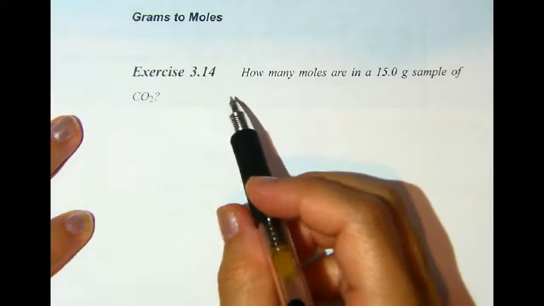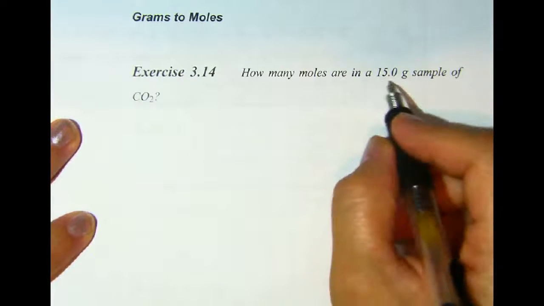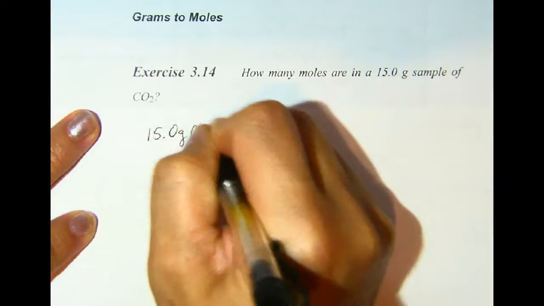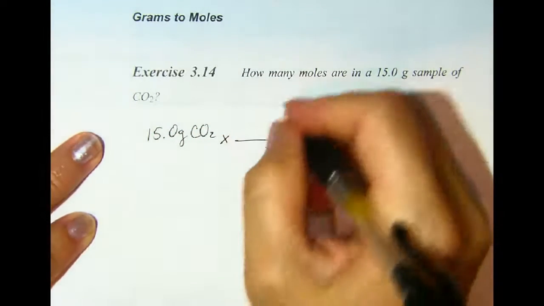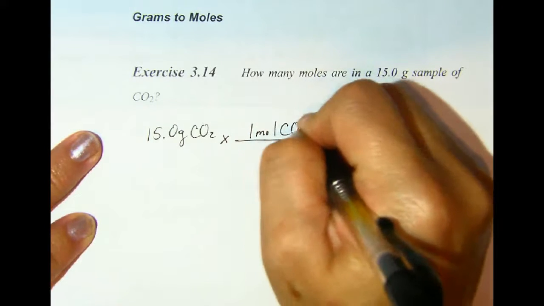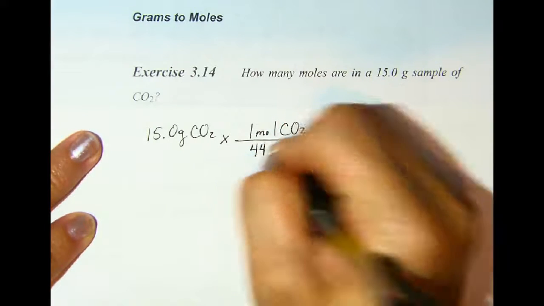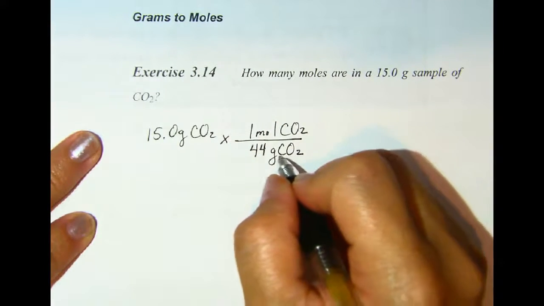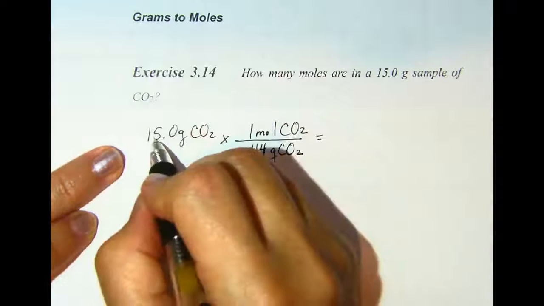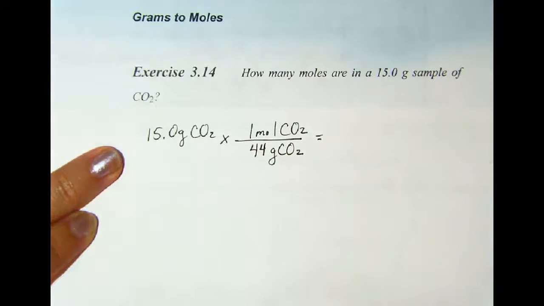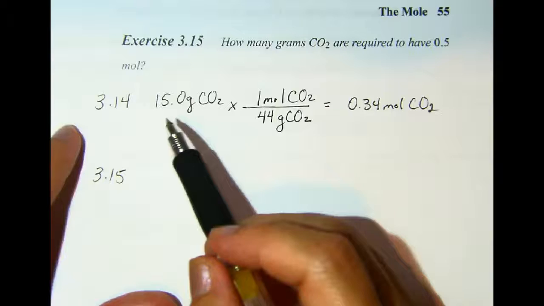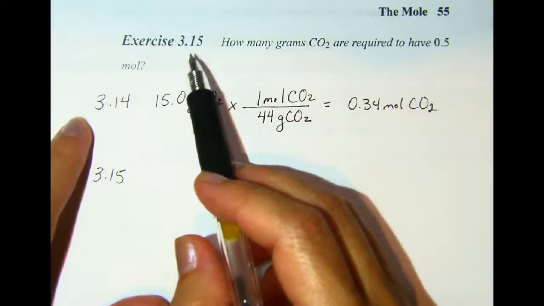So exercise 3.14. How many moles are in a 15.0 gram sample of CO2? So we take 15.0 grams of CO2 times, draw a line, and we're going to bring down grams of CO2, and we can go to 1 mole of CO2 as long as we get the molar mass from the periodic table for CO2, which is going to be 44 when you add up 1 carbon plus 2 oxygens. So all I have to do here is 15 divided by 44, and that gives me 0.34 moles of CO2. So that was exercise 3.14.